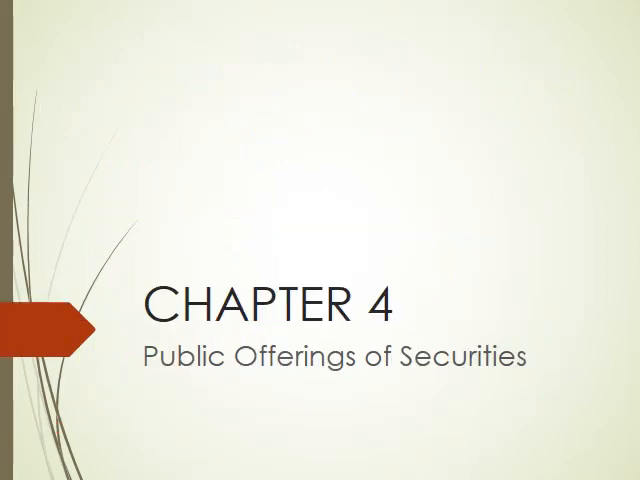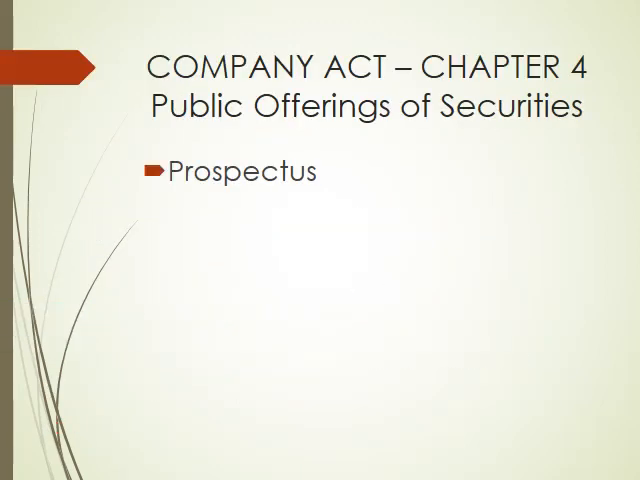Okay, so chapter 4 talks about public offering of securities. Okay, just do note that public offering of securities needs to happen within the ambit of a prospectus. This prospectus is a document issued by the company that details all of the specific requirements for the issue of shares. So the issue of shares needs to take place within the ambit of a prospectus.